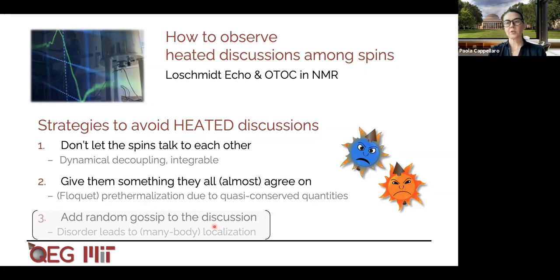The third strategy is to add some random gossip to the discussion so that in the end, the spins are so distracted by this random gossip that they do not discuss with each other anymore. This can be done by introducing disorder, which can lead to many-body localization. Again, this I will discuss only very briefly if we have time.